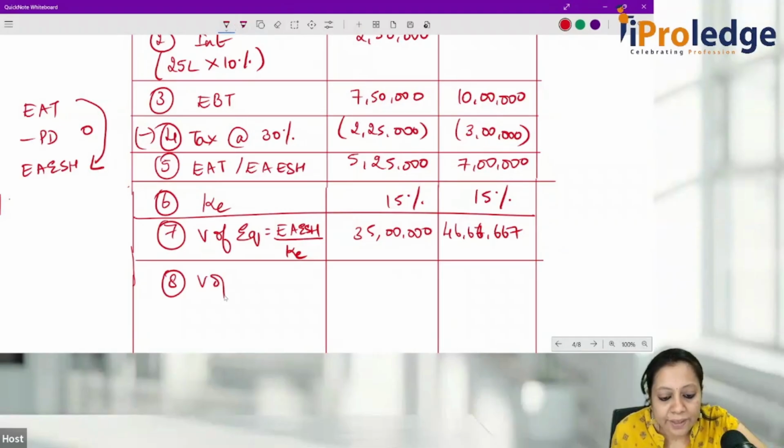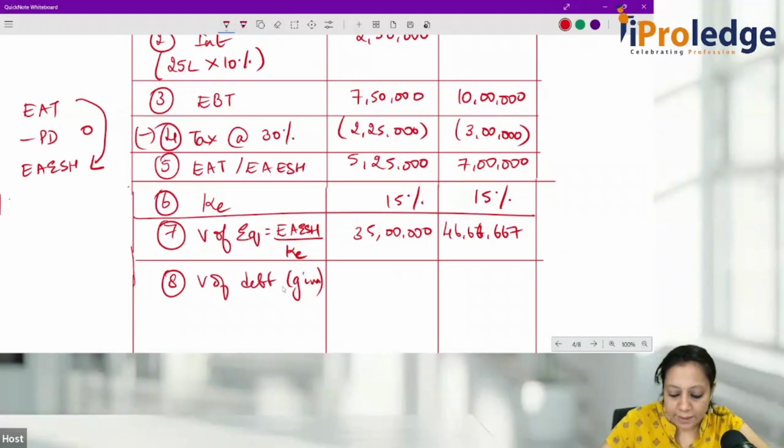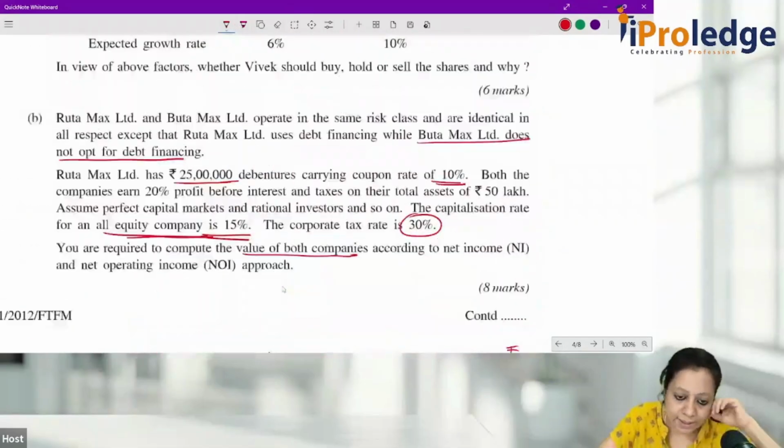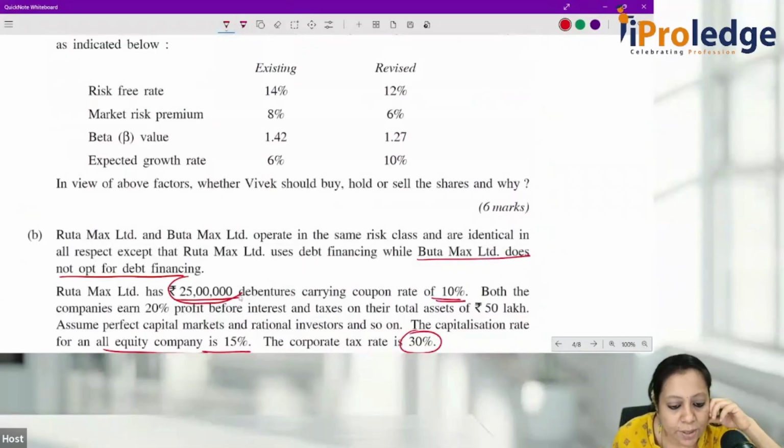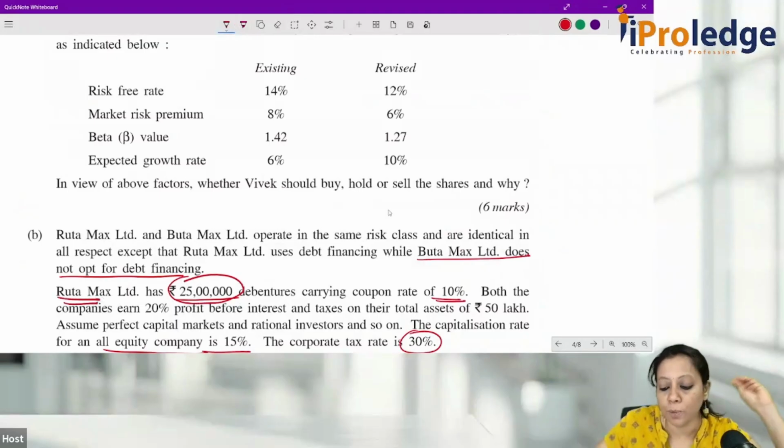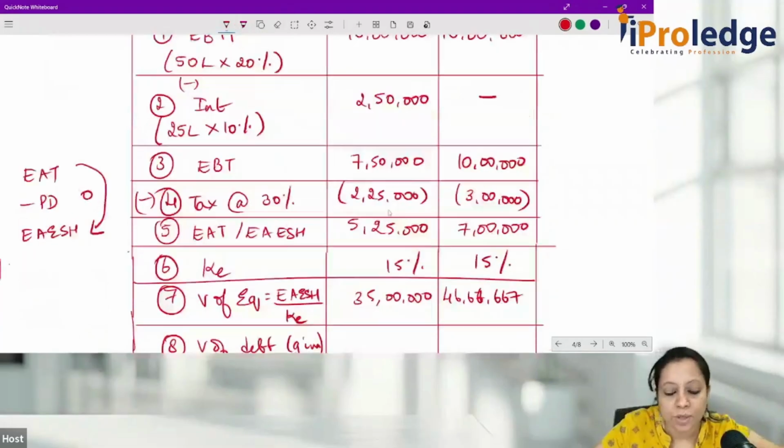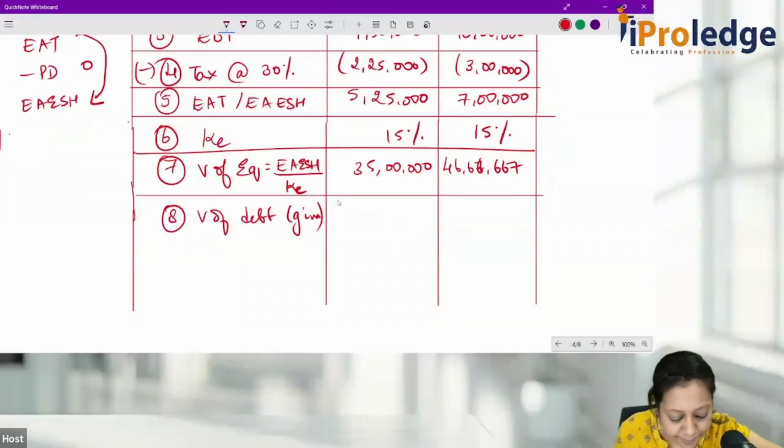Now, value of debt is given in the question. We have given the value of debt, isn't it? Yes. Good. So it is going to be 25 lakhs only for Ruta. There is no debt for Buta. All right. So 25 lakhs, and this is nil.